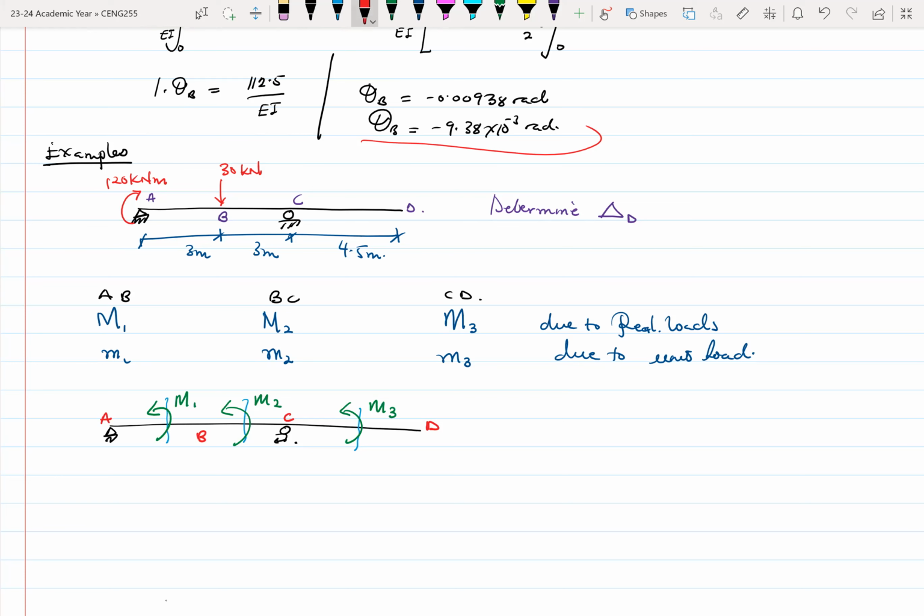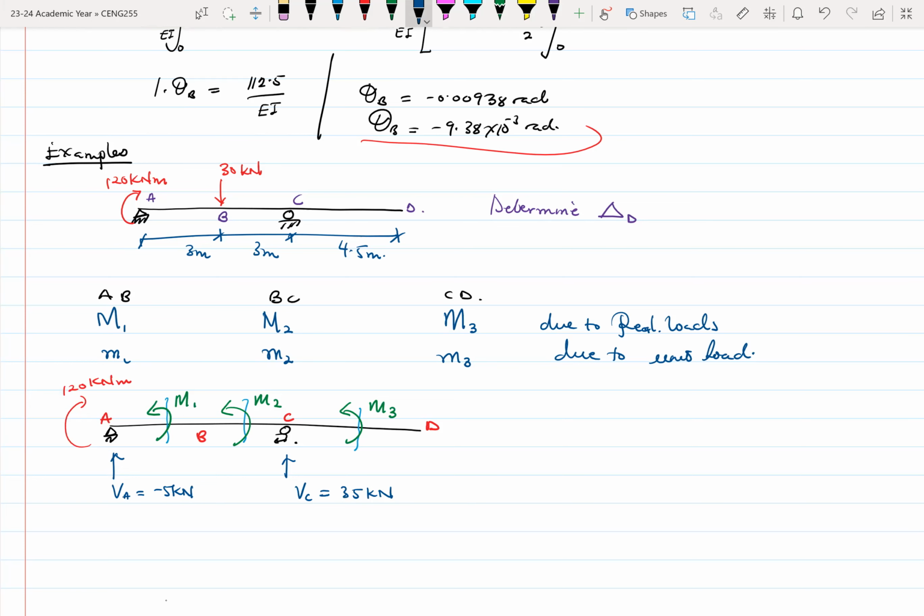So if you look at it, again, this is our 120 kilonewton meter load. You can find reactions. If you find reactions here, your VA will be equal to minus 5 kilonewtons, and your VC will be equal to, I think, 35 kilonewtons. You can always do that.